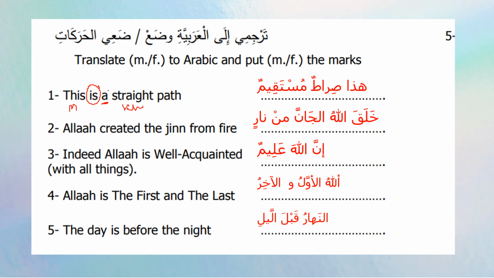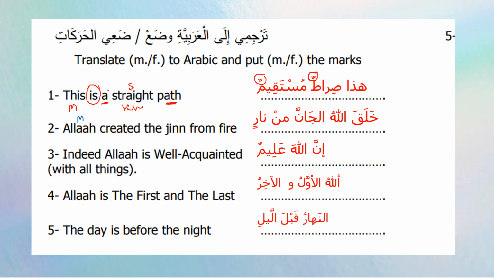A straight path. Now we know that it is a nakira and a khabar is always a nakira. What is a straight path? So our noun is path, that is sirat. And the adjective coming for the path is straight. So this is our sifa. But in Arabic, it's just the opposite. First the noun comes and then the sifa comes. So hada siratun, you can see the dhammatain, mustaqimun. Hada siratun mustaqimun.